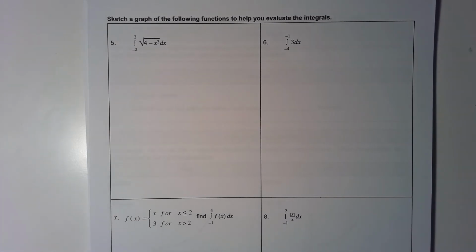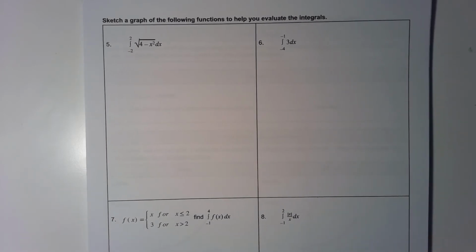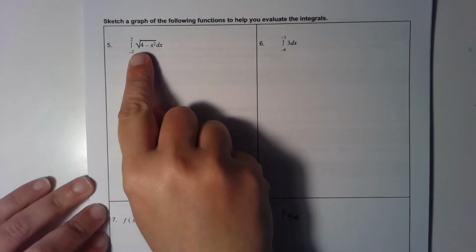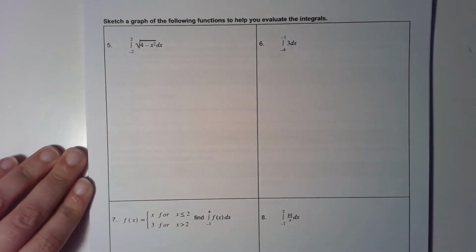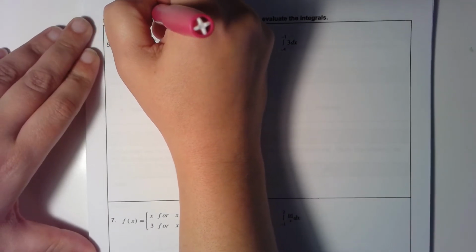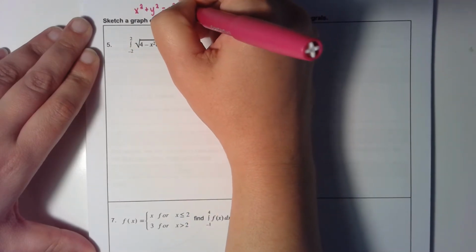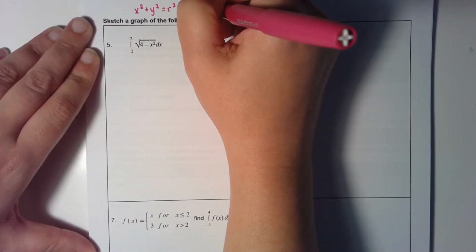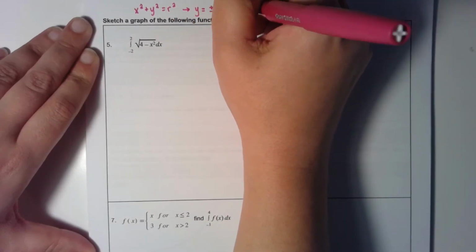And part of what I'm going to do here is remind you what some of these graphs should look like. So for problem number 5, we want to find the integral from negative 2 to 2 of the square root of 4 minus x squared. Now, anytime you see a square root and then a number minus x squared, that's going to be a semicircle. And the reason that that's going to be a semicircle is that the formula for the circle is x squared plus y squared equals r squared, which means if you solve for y, you get plus or minus the square root of r squared minus x squared.